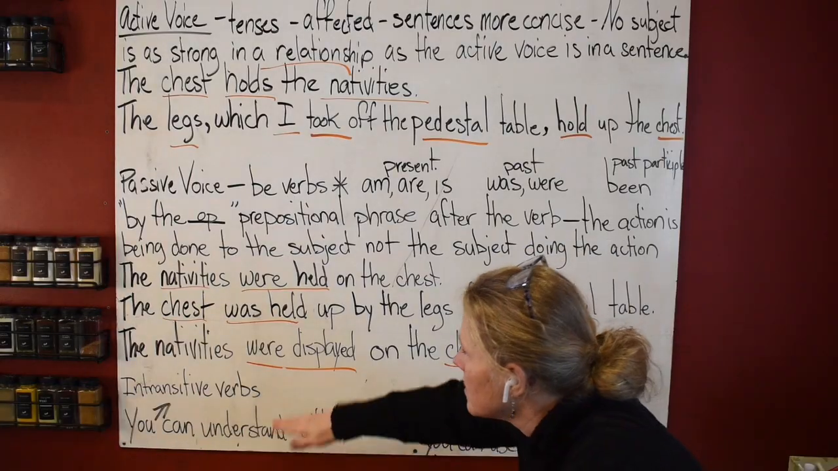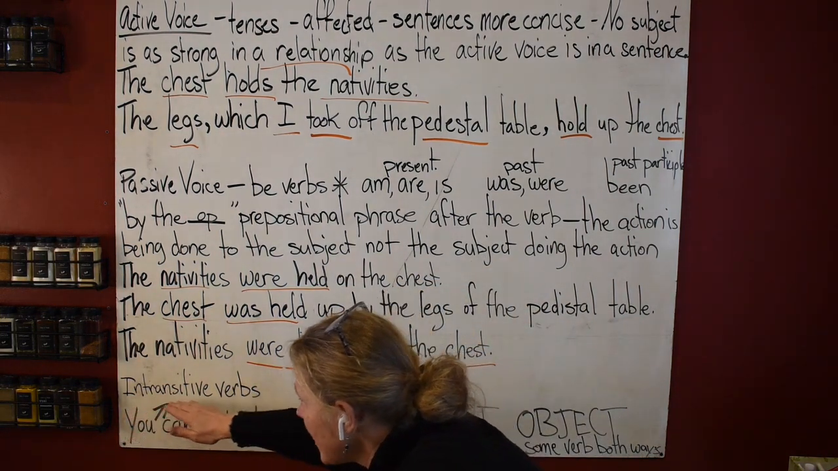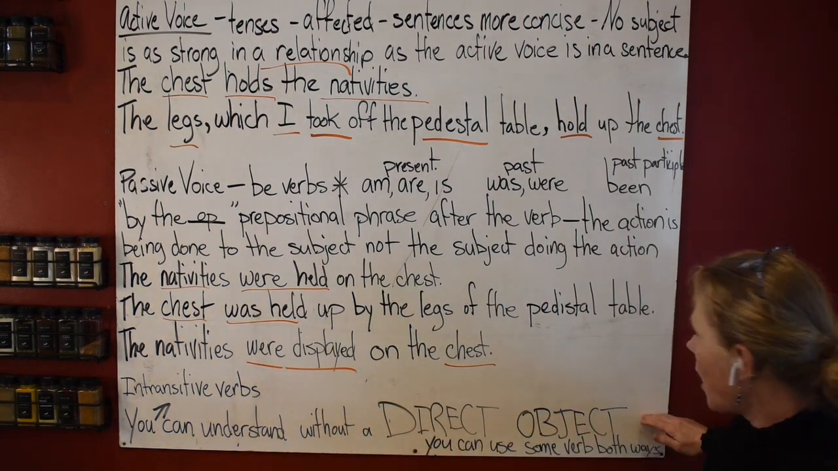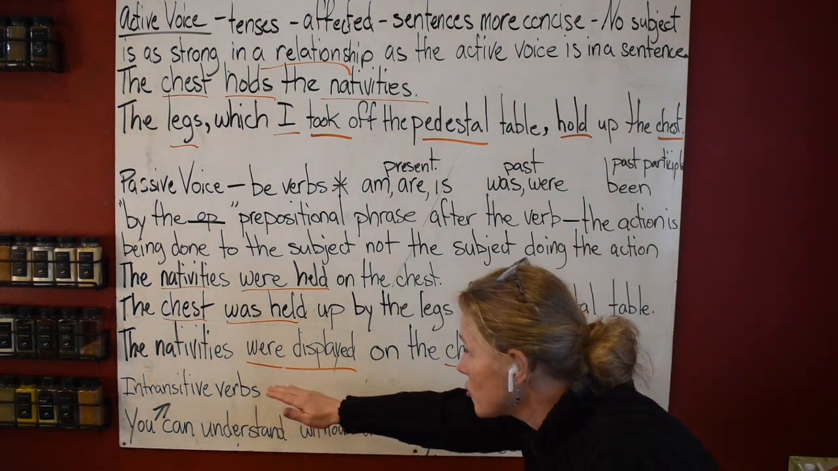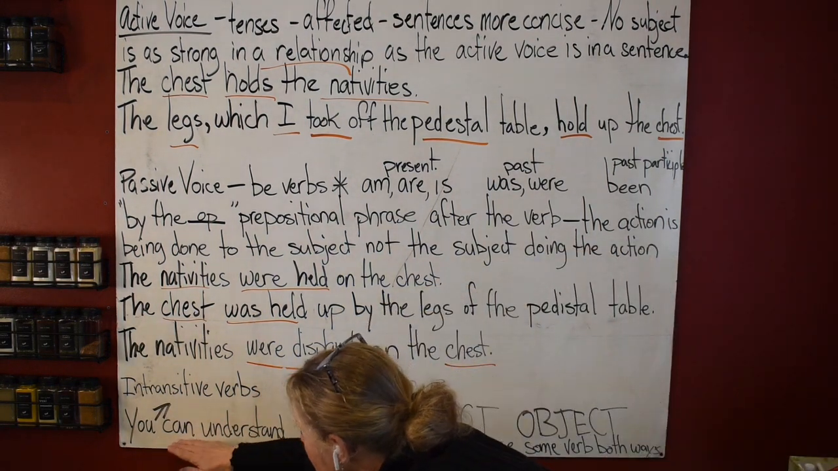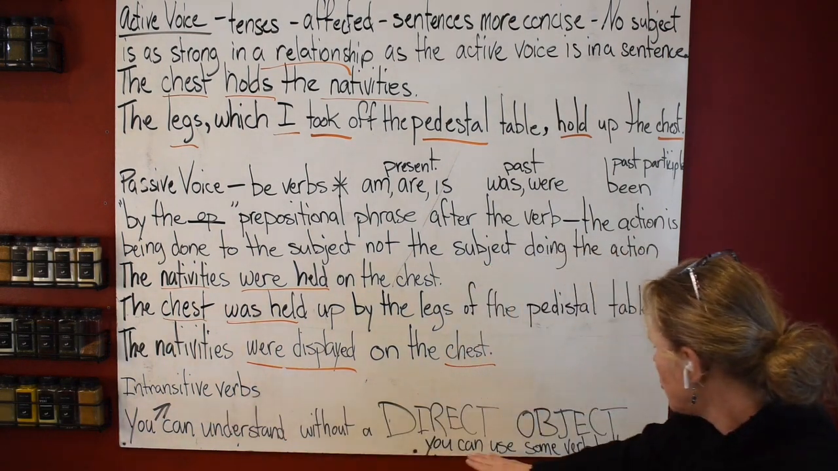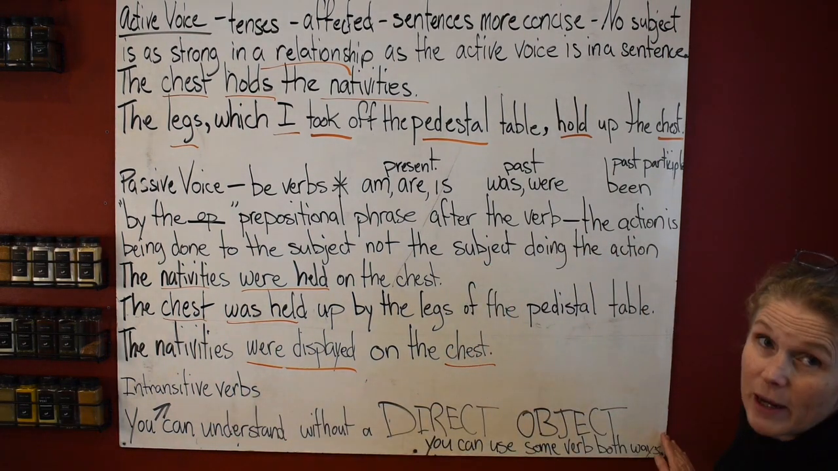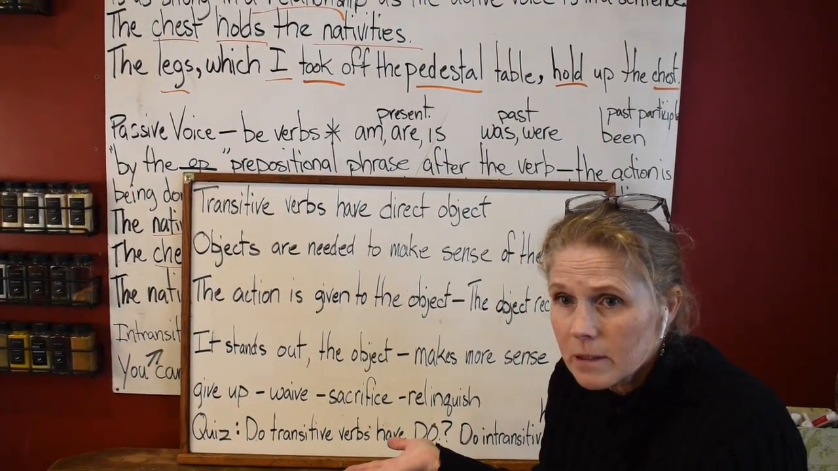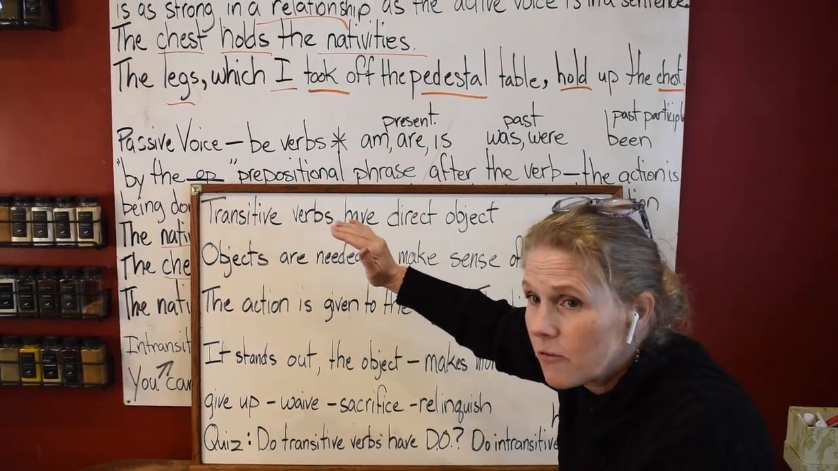Now remember, intransitive verbs, that means not transitive verbs, you can understand without direct objects. That means, do intransitive verbs have direct objects? No, because you can understand them without them. No direct objects. You can use some verbs both ways though. Why is this so important that you understand transitive and intransitive verbs? So you can understand your voice. We want to understand our active and our passive voice.